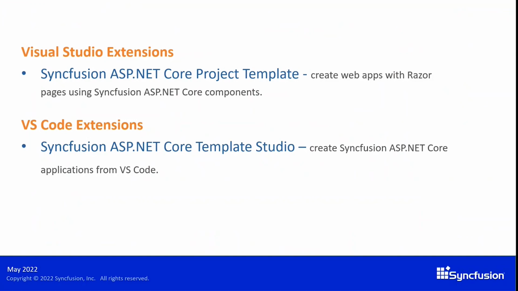And next, moving on to the updates with extensions. To the Visual Studio extension, the ASP.NET Core project template has been added. So now you can create web apps with Razor pages by making use of the Syncfusion ASP.NET Core components. And to VS Code, the ASP.NET Core Template Studio extension has been added. So now you can create Syncfusion ASP.NET Core applications directly from VS Code. So these are the two updates with the Visual Studio and VS Code extensions of Syncfusion.